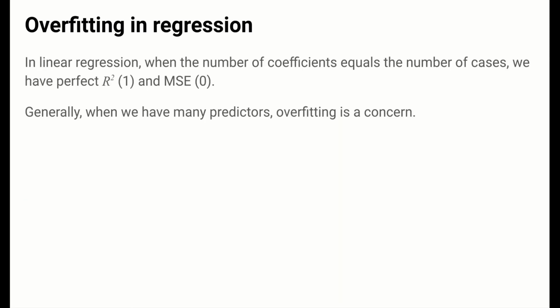In regression tasks, perfect overfitting can happen when using linear regression models if the number of coefficients in the model is equal to the number of cases. In these cases, when we use our available data to compute R squared and mean squared error, we'll get perfect values of 1 and 0. We generally won't be in situations where we're at these extremes, but whenever we're using a lot of predictors, we should be concerned about building models that overfit our data.